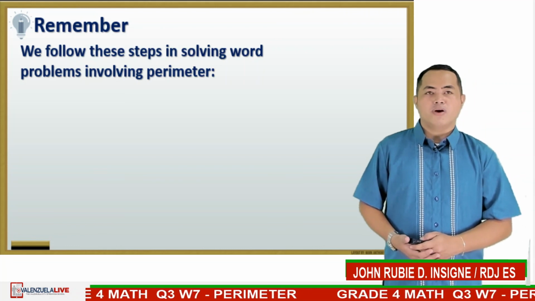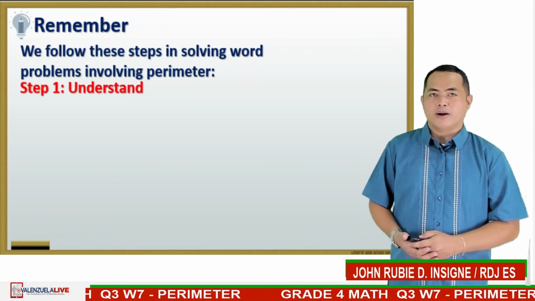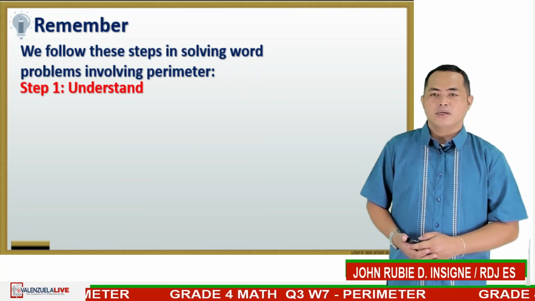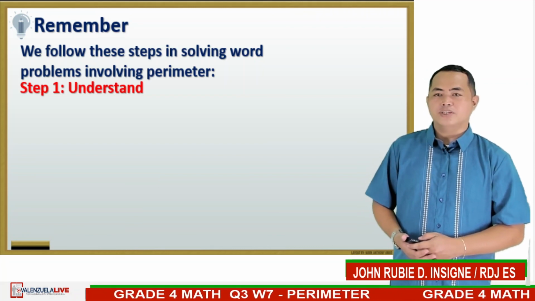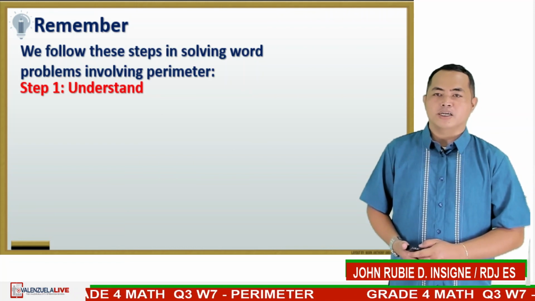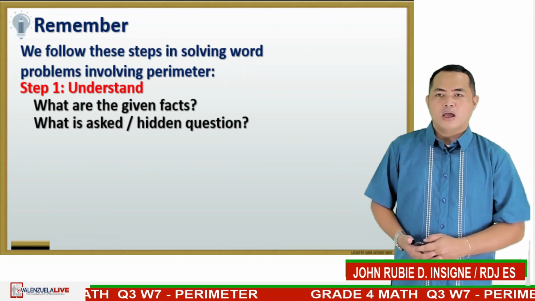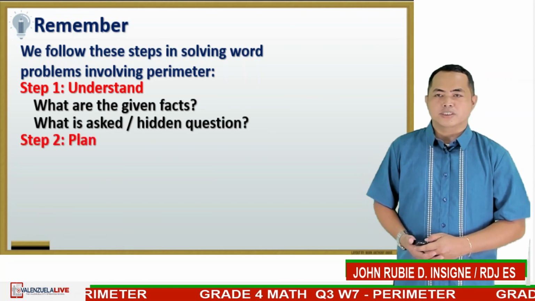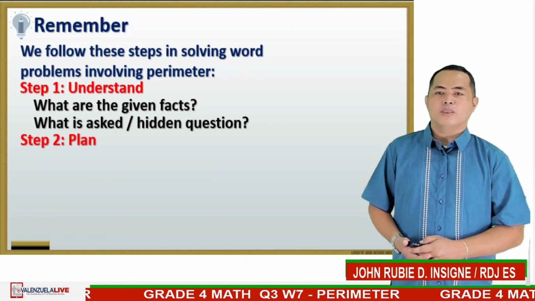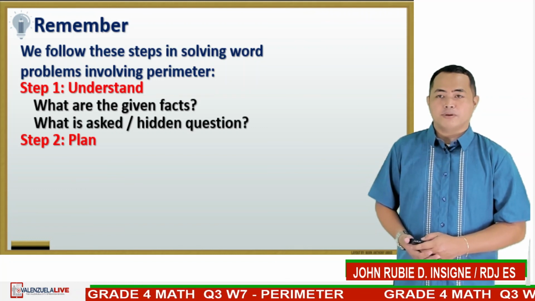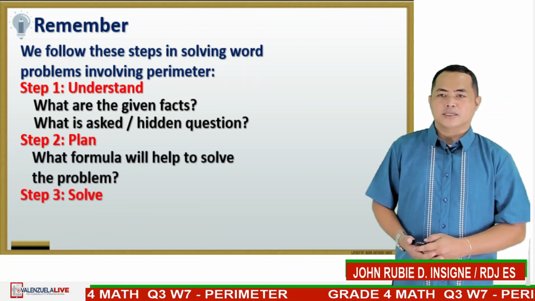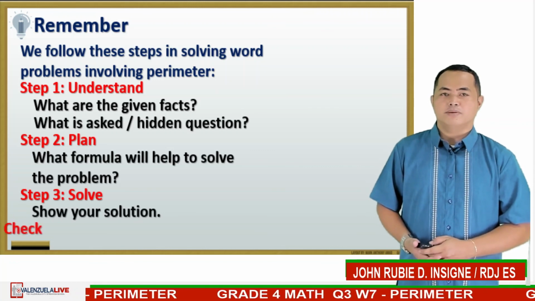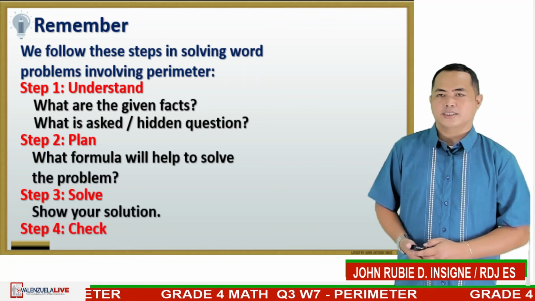And we follow these steps in solving problems involving perimeter. Step 1, understand what are the given facts and what is asked or the hidden question. For step number 2, plan what formula will help to solve the problem. And step number 3, solve, show your solution. Step number 4, check.